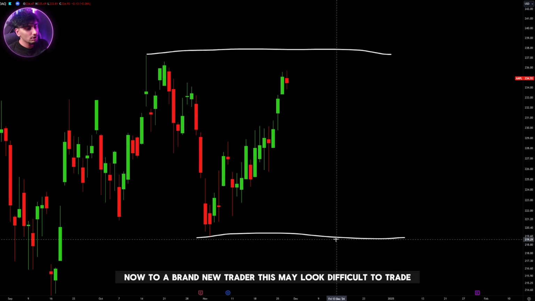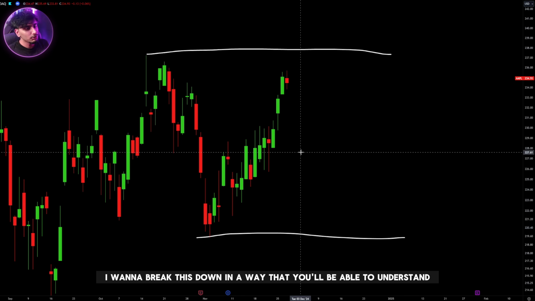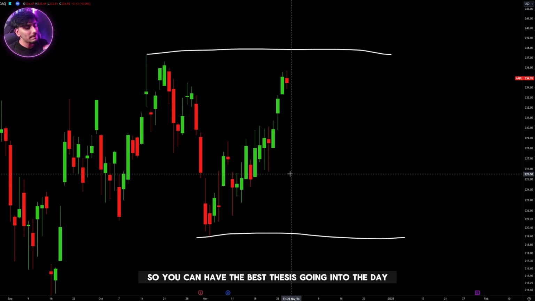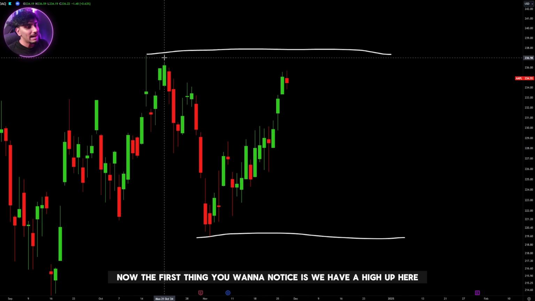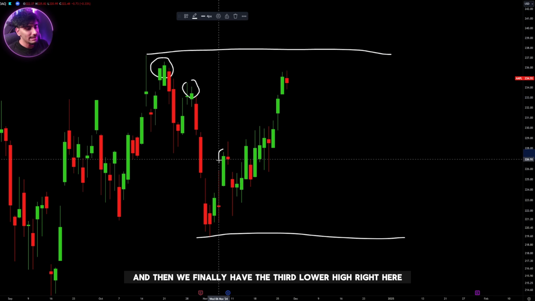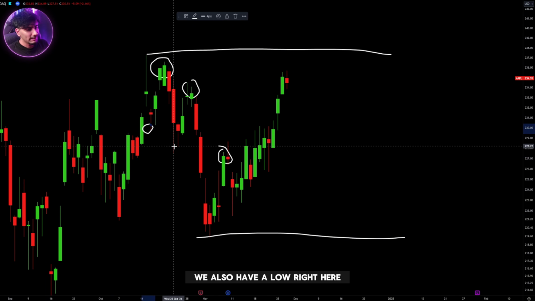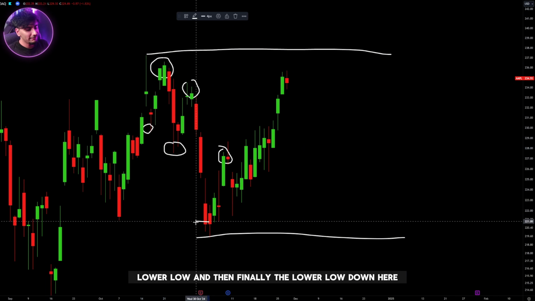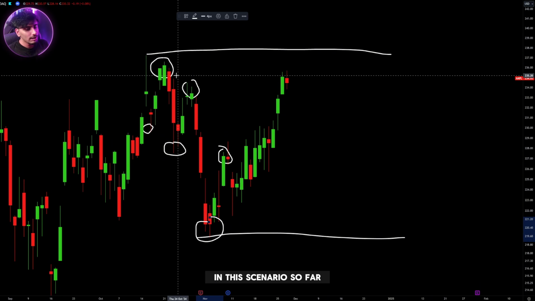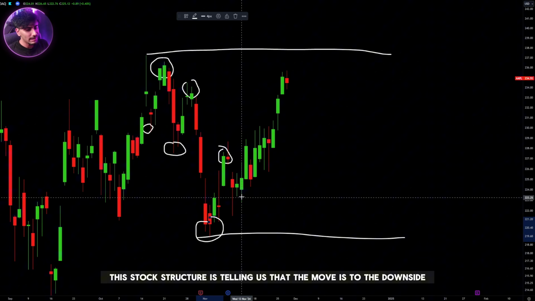Now, to a brand new trader, this may look difficult to trade, but I want to break this down in a way that you'll be able to understand exactly how to see when market structure shifts so you can have the best thesis going into the day. Now, the first thing you want to notice is we have a high up here, we then have a lower high, and then we finally have the third lower high right here. We also have a low right here, a lower low, and then finally the lower low down here. In this scenario so far, this stock structure is telling us that the move is to the downside.